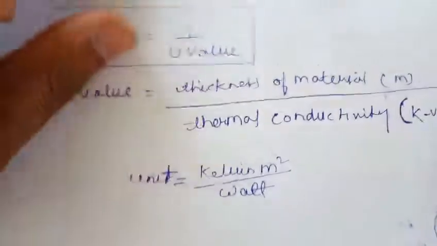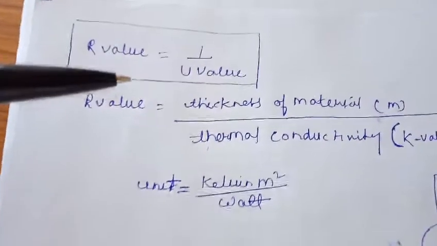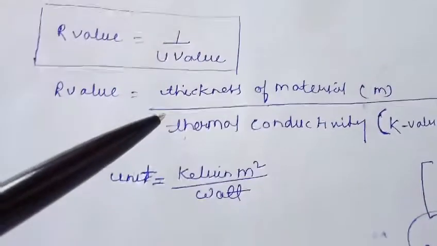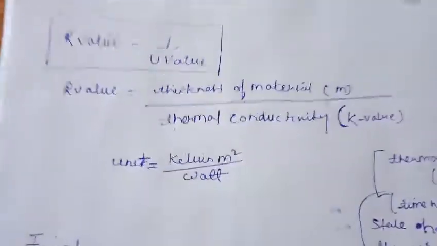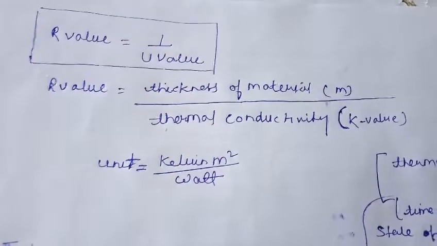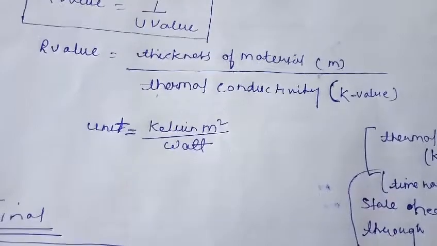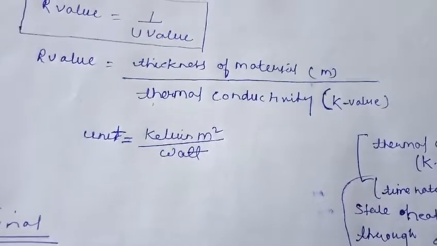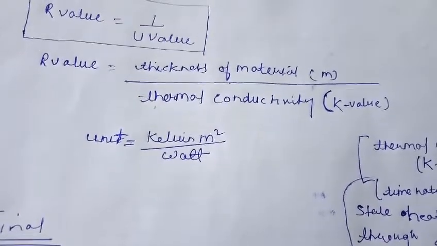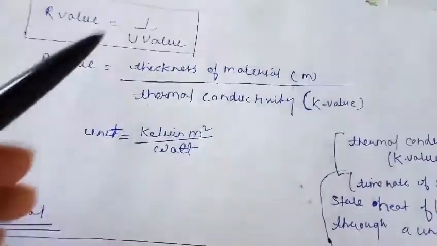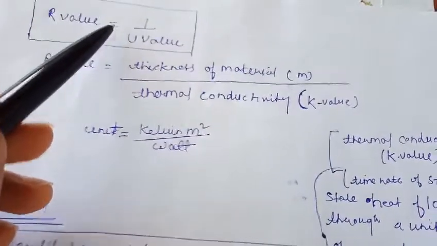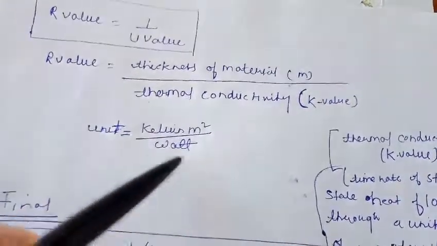R value is 1 divided by U value, and R value sometimes is thickness of material divided by thermal conductivity, and then the unit is Kelvin square meter per watt. So these are reciprocals, so R value is equal to 1 by U value and the unit goes like this.